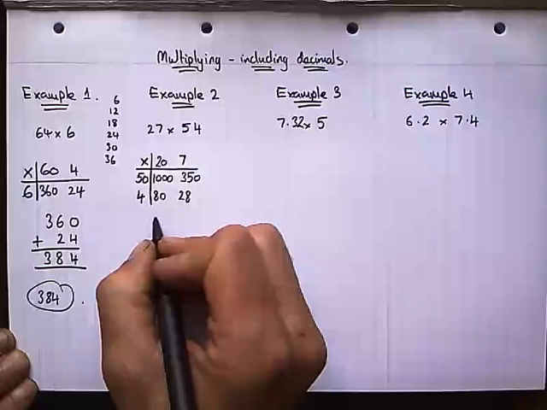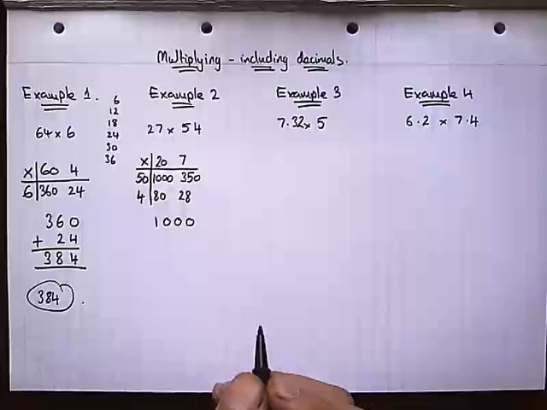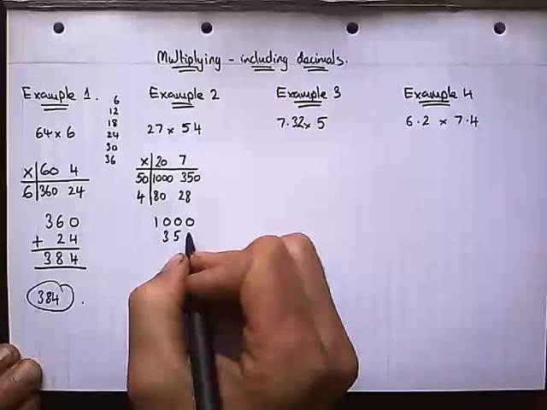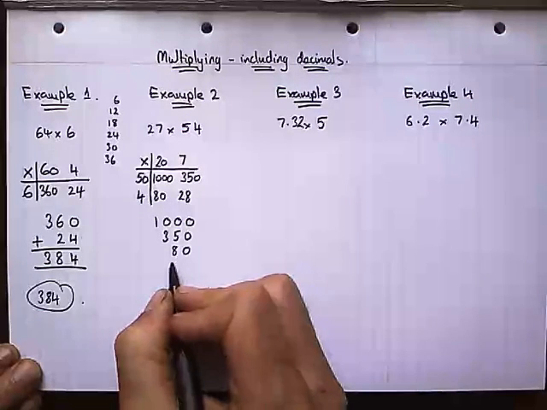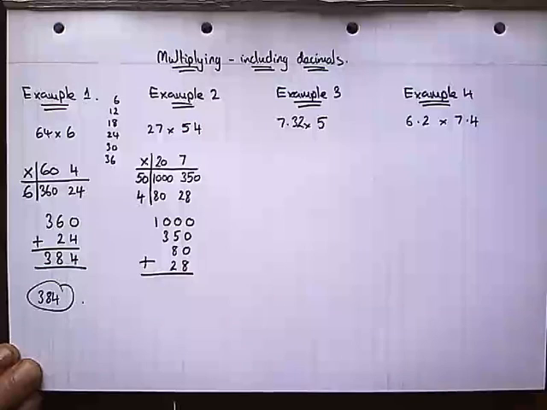So keep the digits in the same columns. So the hundreds column, the tens column, and the units column. And then we're going to add all of this together.